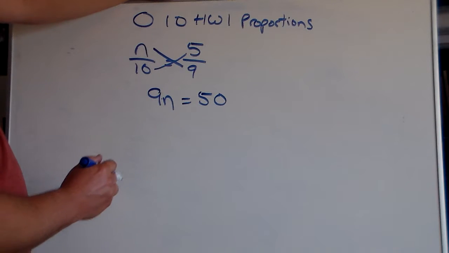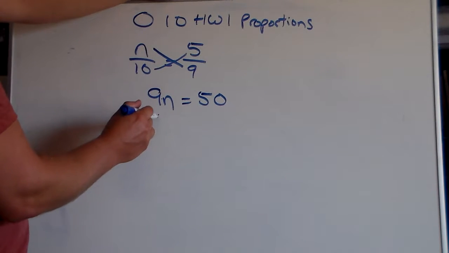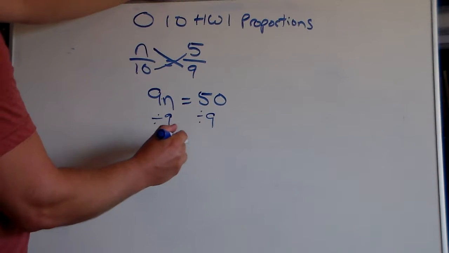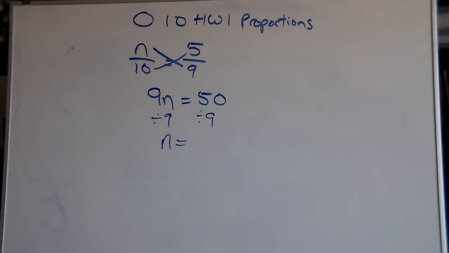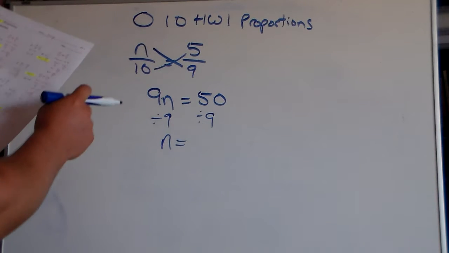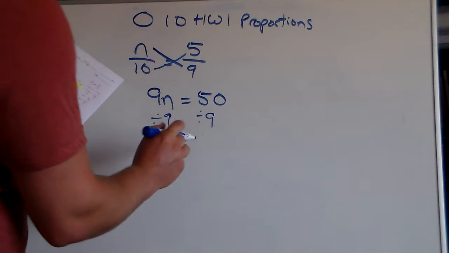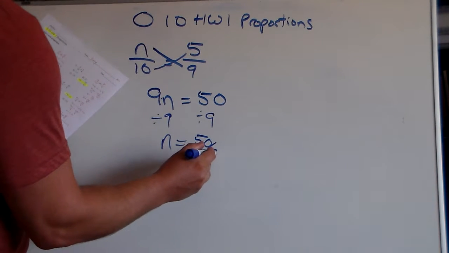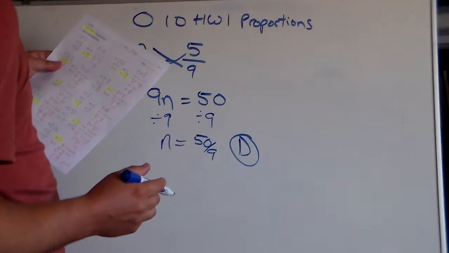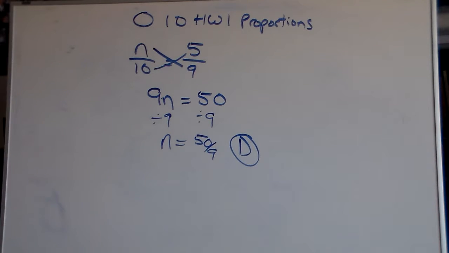Now we have to get n all by itself. So the opposite of times 9 is divide by 9. So we divide by 9 to both sides, and we get n equals, well, we type that into the calculator, 50 divided by 9. And that gets us a unique little decimal, but here on our multiple choice, our answer is just 50 divided by 9. That makes it nice and simple, which is option D in our multiple choice. And that's problem number 1. Next up, we'll do problem number 5.